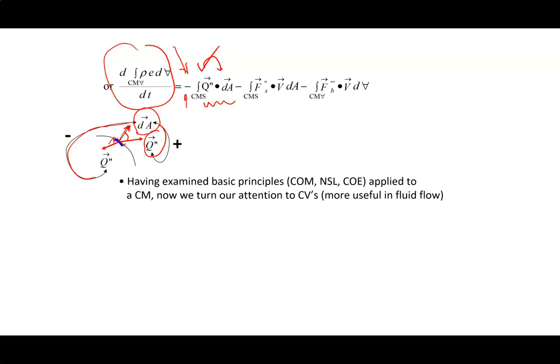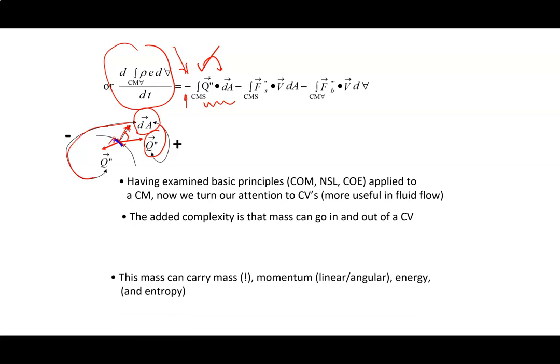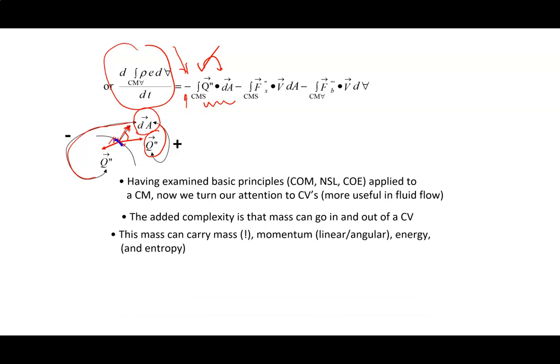All right, so the complexity is the following. The added complexity when you talk about a control volume is that mass can go in and out. And the mass that moves in or out can also carry with it momentum. It can carry with it energy. Likewise, it can carry with it entropy if you're thinking about applying second law. So long as you keep track of it, extending these basic principles to control volumes is very doable. And that's what we will do in another video. So the basic principles themselves do not change.